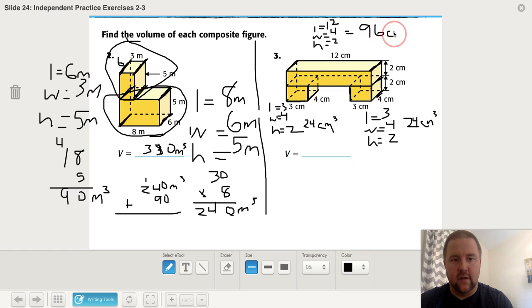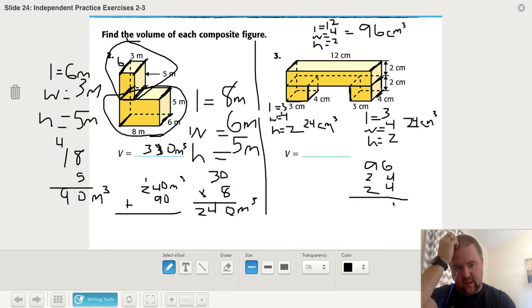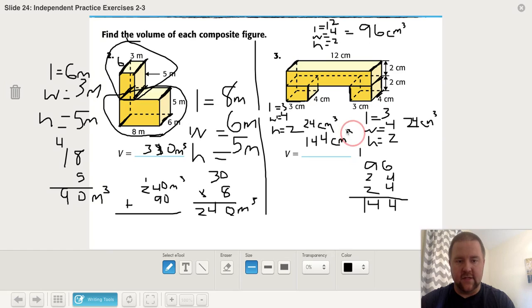All right. So now I need to take my 3 volumes here, which is 96, 24, 24, and I need to add them. So I can do 96, 24, and 24, and add them up. That gives me 14, and then that gives me 14 as well. So I get 144 cubic centimeters, okay?